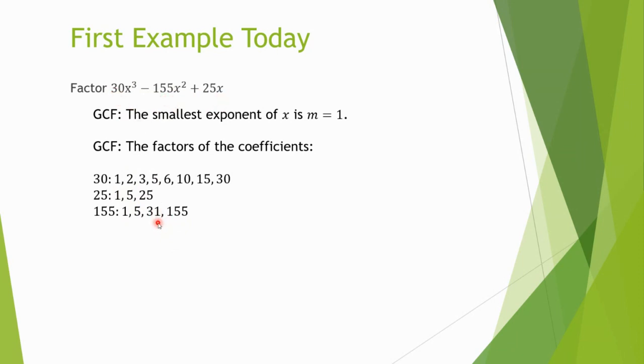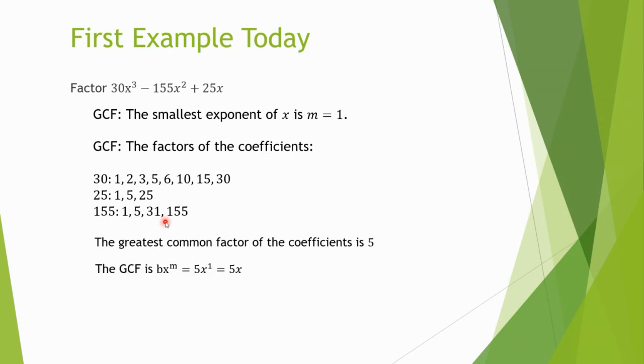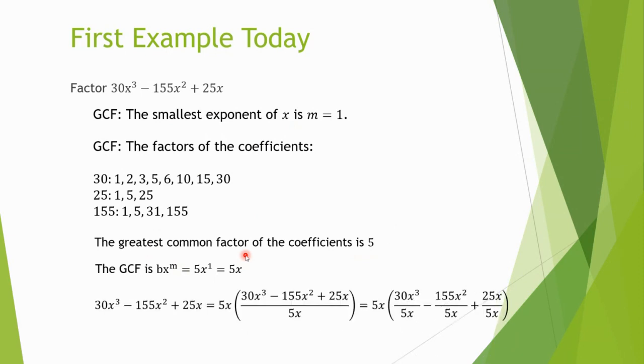Okay. Good. All right. So from there, what we get is that the GCF is 5 times x to the first. The 5 is what the greatest common factor of the numbers is, and the power of x is 1, so we get 5 times x. So that's great. We know what the GCF is. Well, let's factor it out. And that's what we do here.